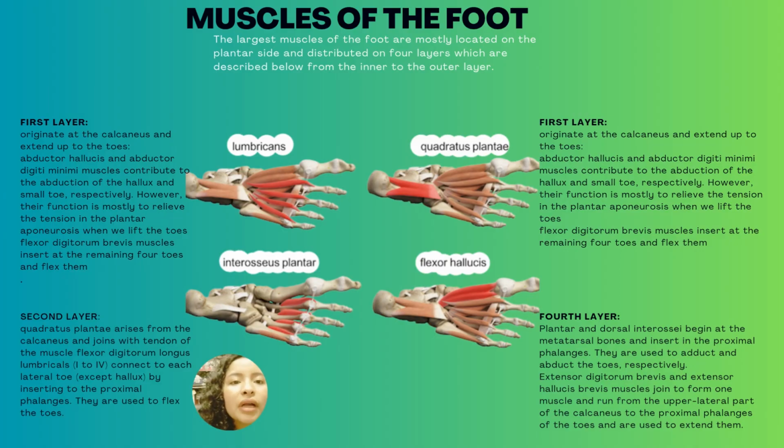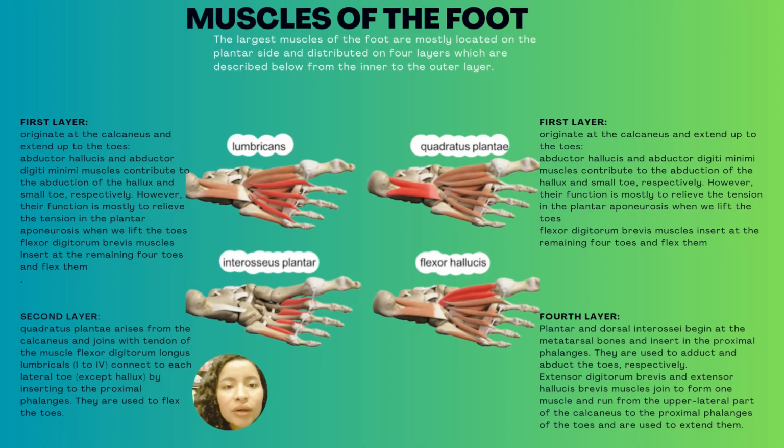Second layer. Quadratus plantae arises from the calcaneus and joins with the tendon of the flexor digitorum longus muscle. Lumbricals 1 to 4 connect to each lateral toe, except the hallux, and insert into the proximal phalanges. They are used to flex the toes.